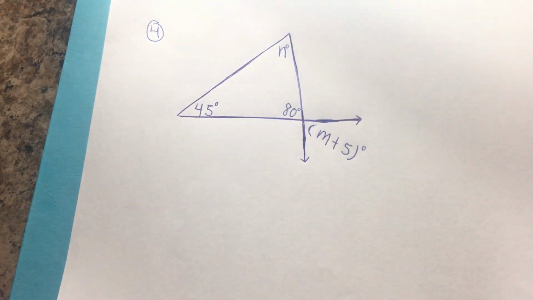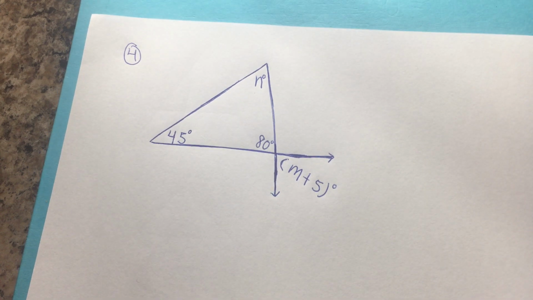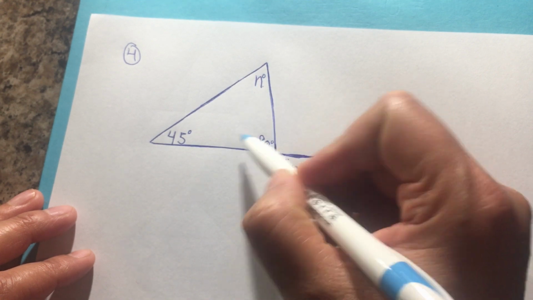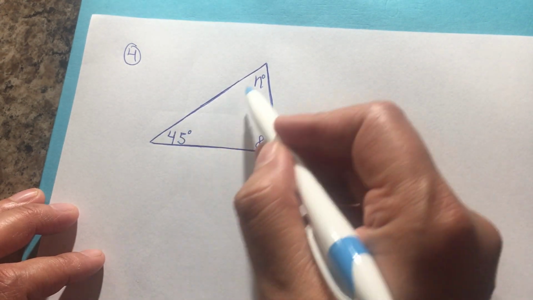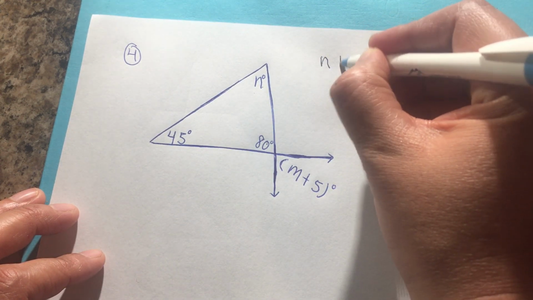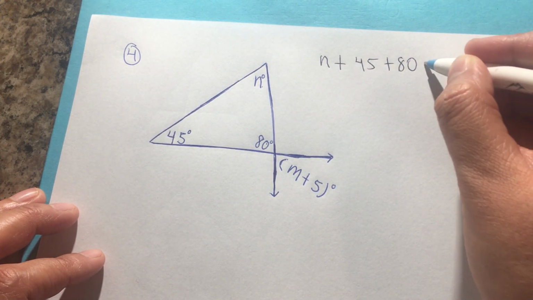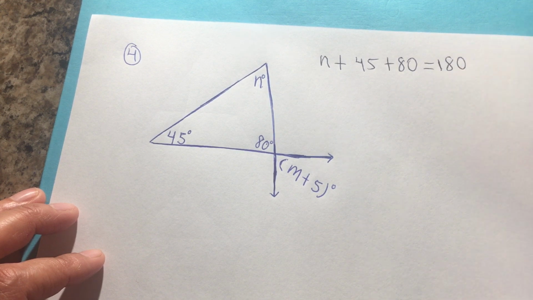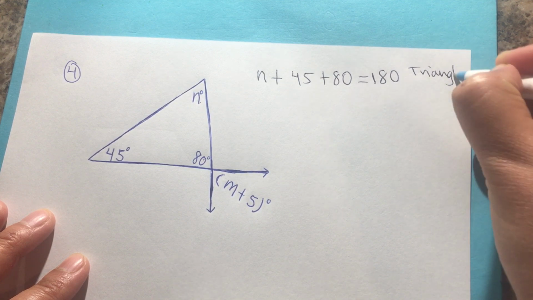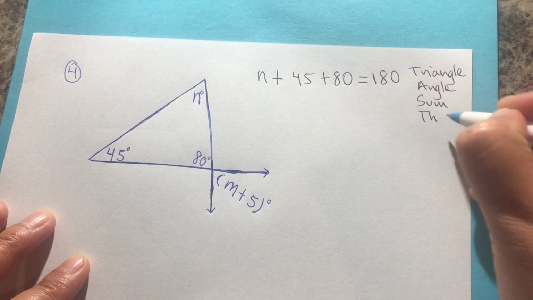Okay, here is another example, number 4. And in here we have one missing angle. So again, we just add the 3 measurements. So I'll just put n this time first. n plus 45 plus 80 equals 180. And again, it's because of the triangle angle sum theorem.